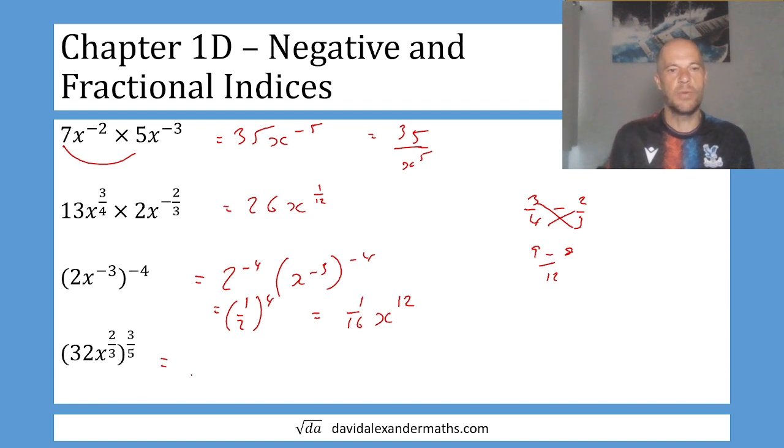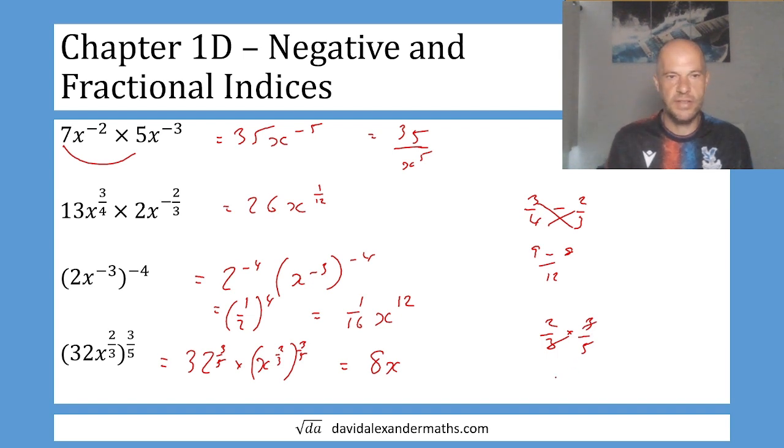Okay, so this final example, we need to remember that this is 32 to the power of 3/5 multiplied by x to the power of 2/3 raised to the power of 3/5. So we're taking the fifth root of 32 and then cubing the answer. The fifth root of 32 is 2. 2 cubed is 8. And this is going to be x to the power of 2/3 multiplied by 3/5. And 2/3 multiplied by 3/5 is, sorry, I'm just checking I'd written it correctly. And that is 8x to the power of 2 over 5. Okay, so some pretty challenging ones there.